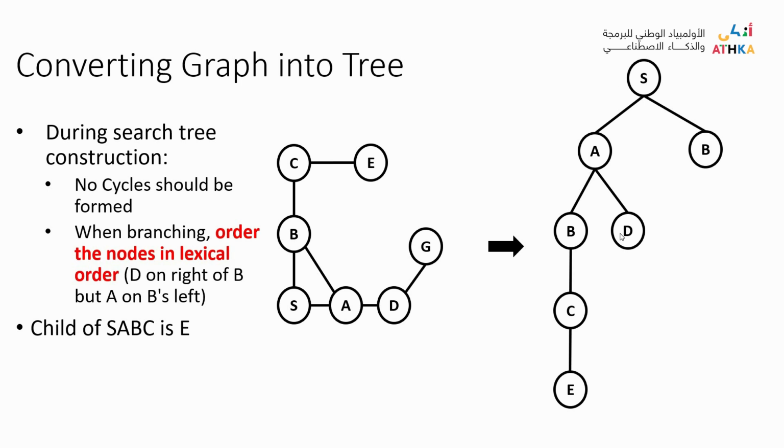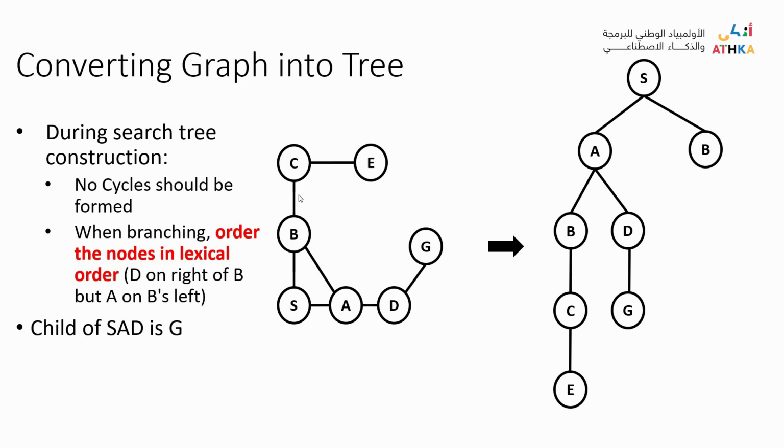Then from SA, we can go and explore D now. So SAD: when you go to SAD, D has one child, and that is G. So we can add that into the list of the tree. So I can go SADG, that is another branch, SADG. Now on the right-hand side you have S, and S can go to B, so we are starting from here and going here. So this is one branch.